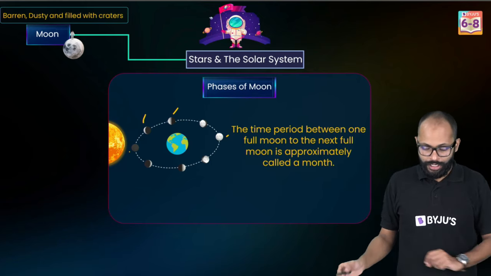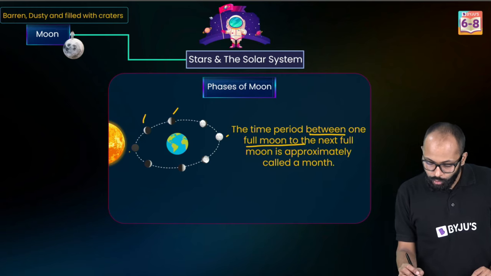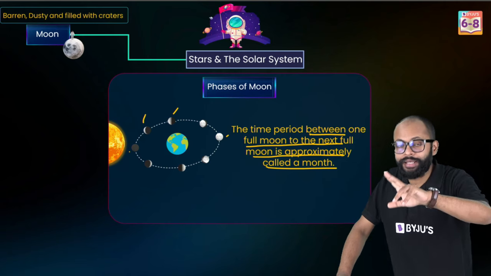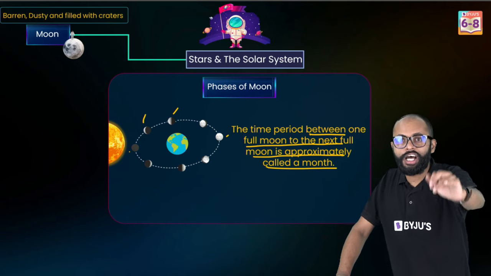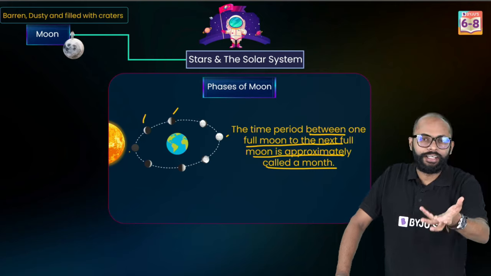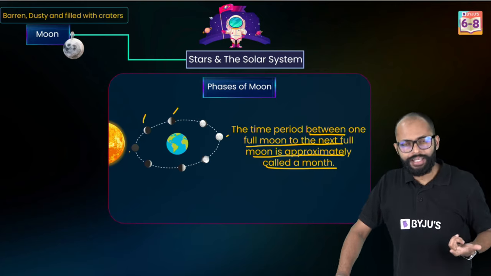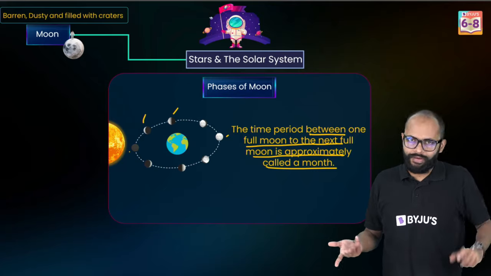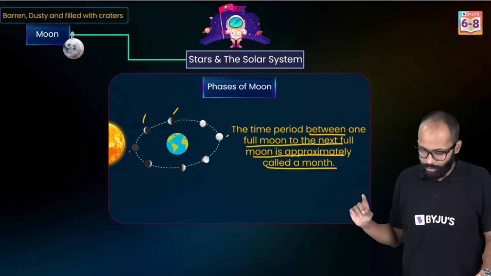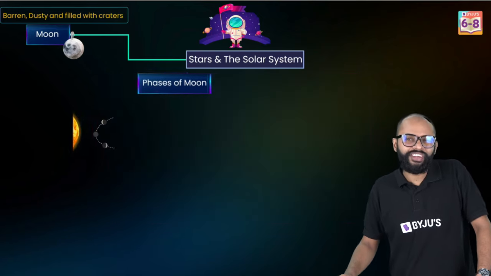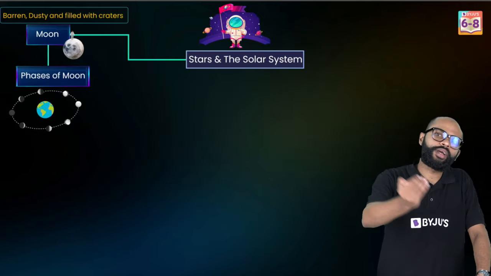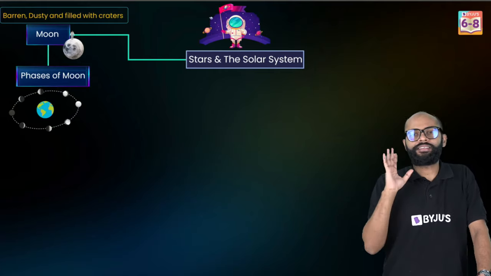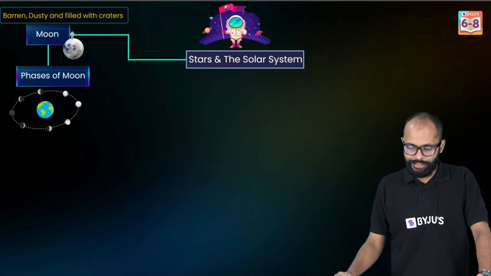Remember? Now listen. The time period between one full moon and the next full moon is approximately called a month. Our calendars are lunar calendars. You must have seen your mother follow Ekadashi, Dwadashi, Chaturdashi. These are moon phases, right? So one full moon to another full moon is one month, one cycle. It's a periodic thing. That's how we get the phases of the moon, because the moon keeps going around the earth, and the part reflecting the light coming towards you is the part you see. Clear? Alright. Next.